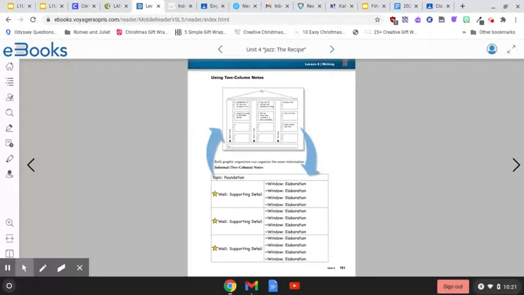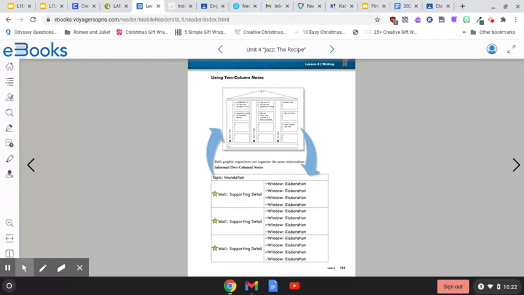We've read for many purposes. Now we are ready to do some advanced thinking while reading informational text. Today we will read Jazz the Recipe again, but our purpose will be different from previous lessons. Our writing assignment in this unit is to write an explanatory paragraph about the origins of jazz. To help with this, we are going to take notes as we read.